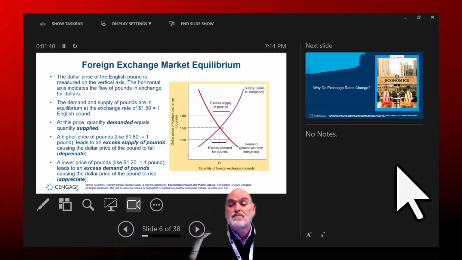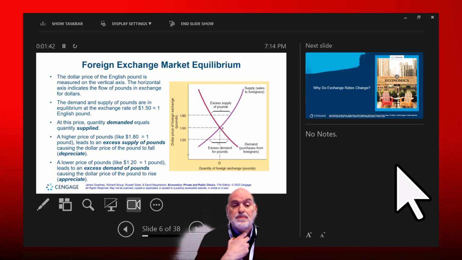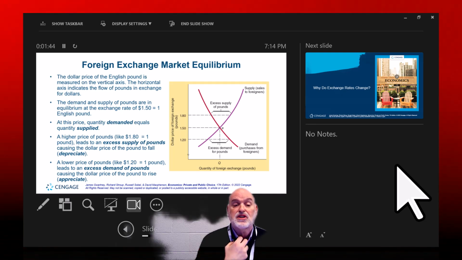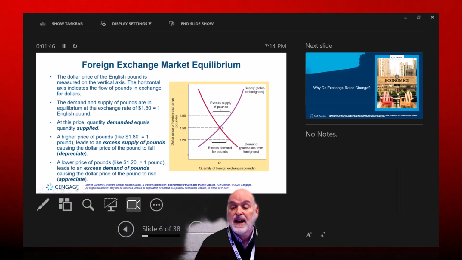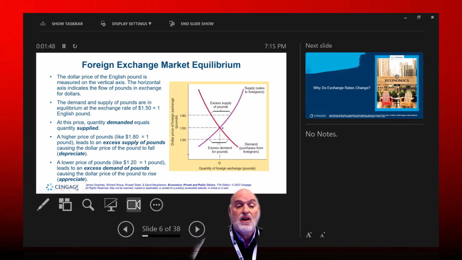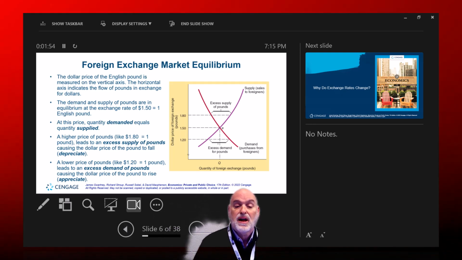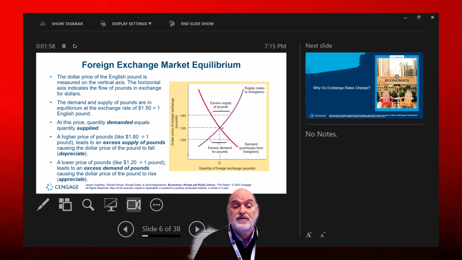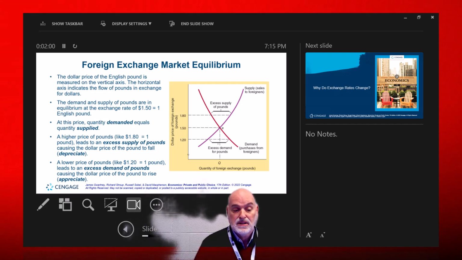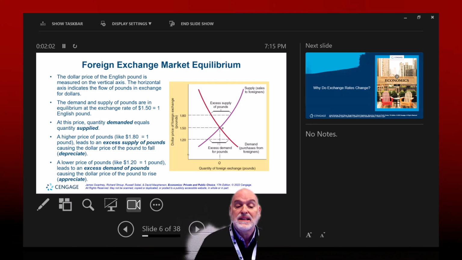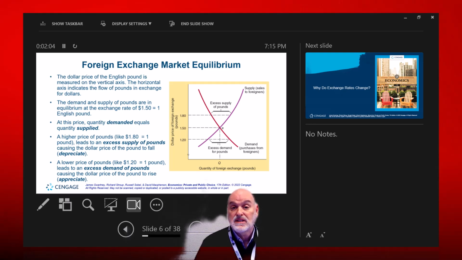Foreign exchange market equilibrium. The dollar price of the English pound is measured on the vertical axis, which we have here. The horizontal axis indicates the flow of pounds in exchange for dollars. The demand and supply of pounds are in equilibrium, and the exchange rate of $1.50 equals 1 English pound. At this price, quantity demanded equals quantity supplied.